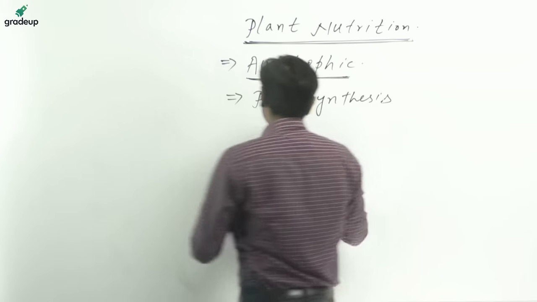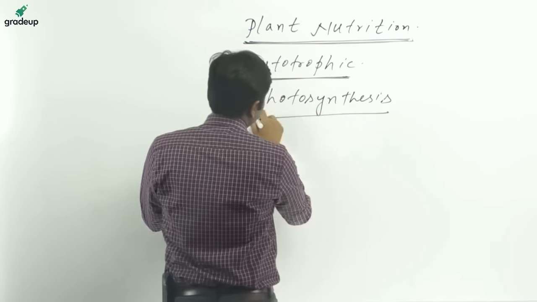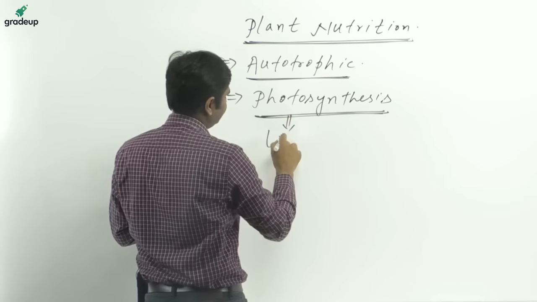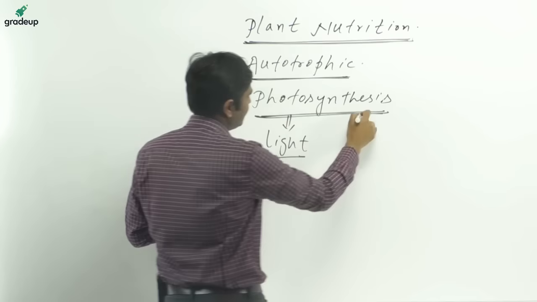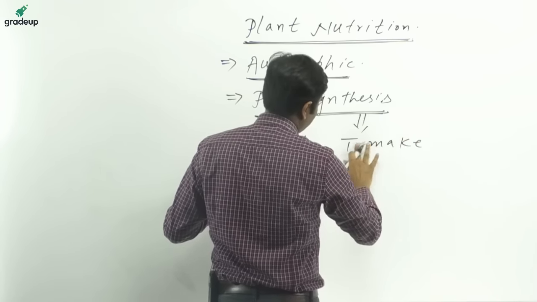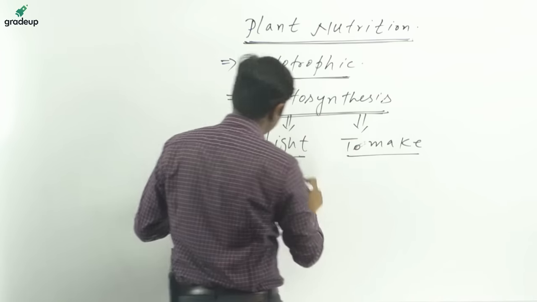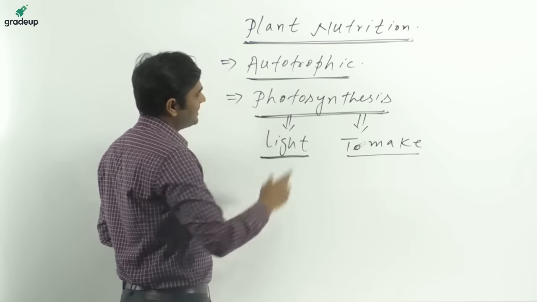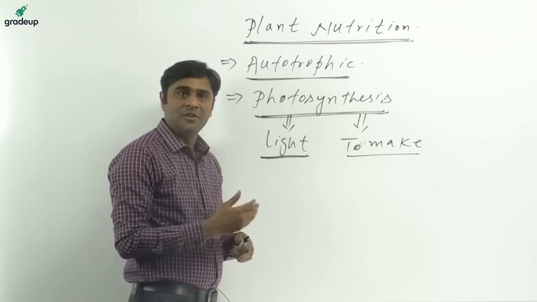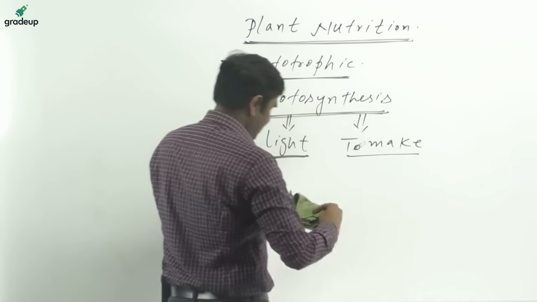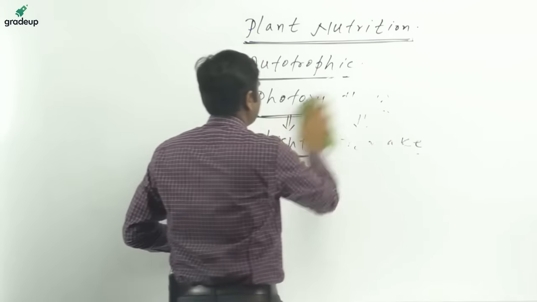Plants make their food by the process of photosynthesis. Photo means light. Synthesis means to make. So plants make their food with the help of light and other raw materials. So this process is known as photosynthesis. So let us see the chemical equation of photosynthesis, guys.